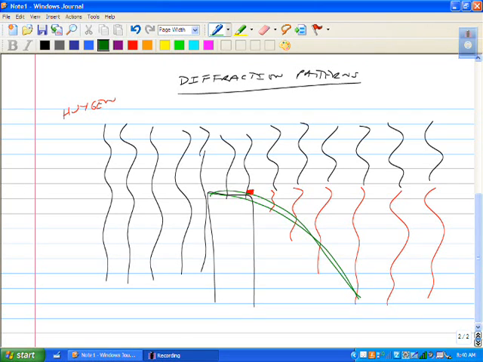And that's diffraction. And you'll recall from last year, possibly, that this explains why if I hold my hand up in front of a light source, like in front of the projector here, you would see my hand.